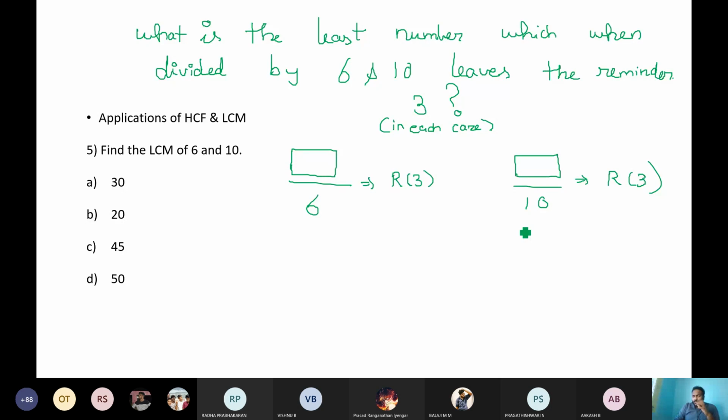Okay. First tell me, if I take the LCM of 6 and 10 and divide that particular LCM by 6 or 10, what will be the remainder, guys? LCM of 6 and 10 divided by 6, what will be the remainder?